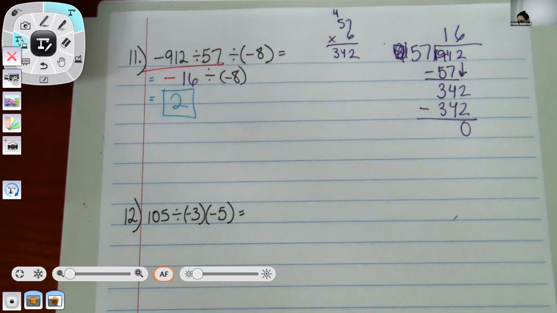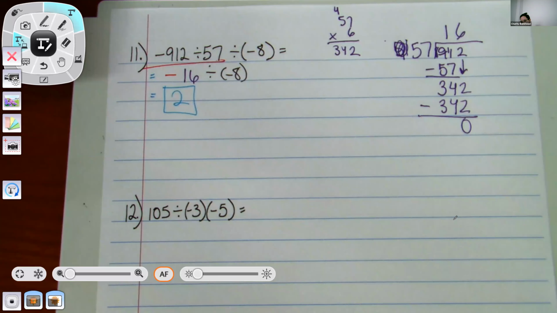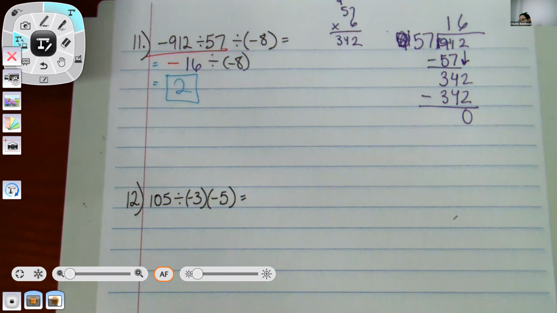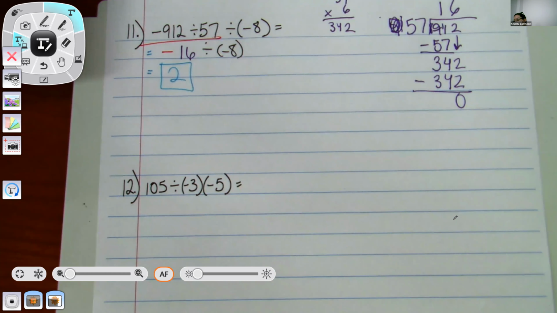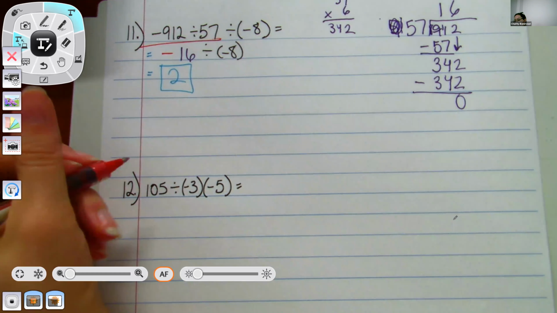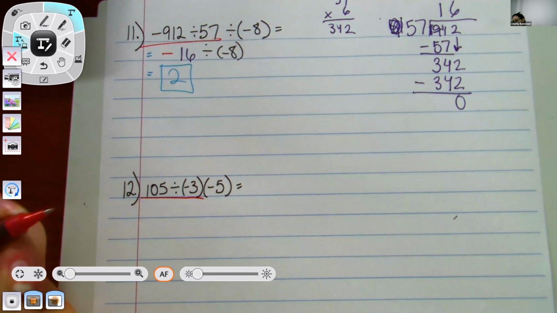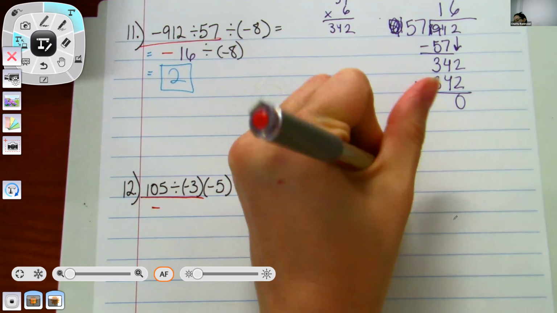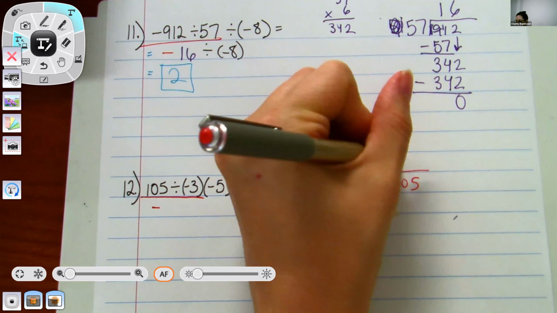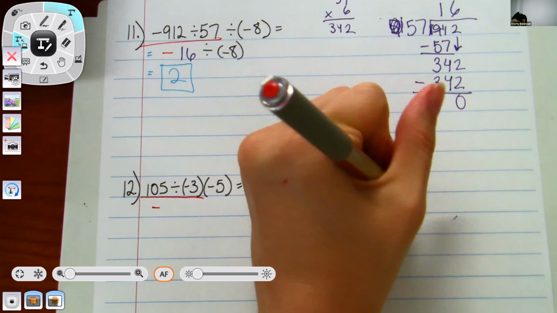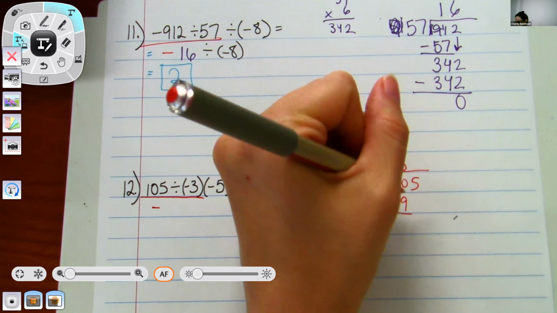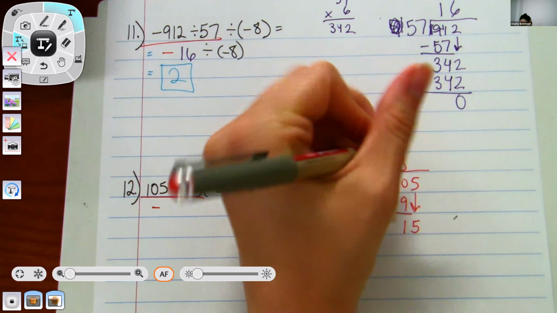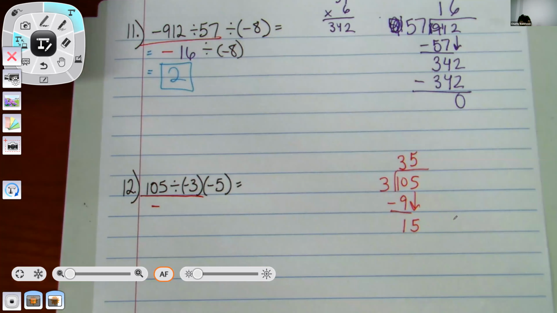Okay. Number 12. So again, it's just multiplying and dividing, so we're just going to go straight across. First, we're going to do 105 divided by negative 3. So we know the answer is going to be negative. So 3 goes into 10 3 times. 3 times 3 is 9. 10 minus 9 is 1. And bring down the 5. And then 3 goes into 15 exactly 5 times. So 105 divided by negative 3 equals negative 35.